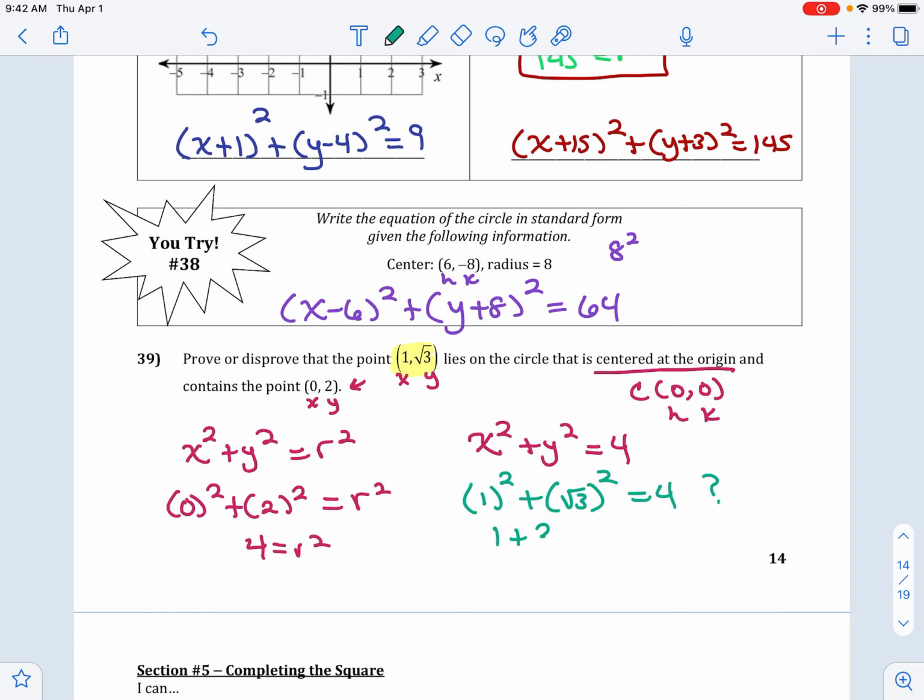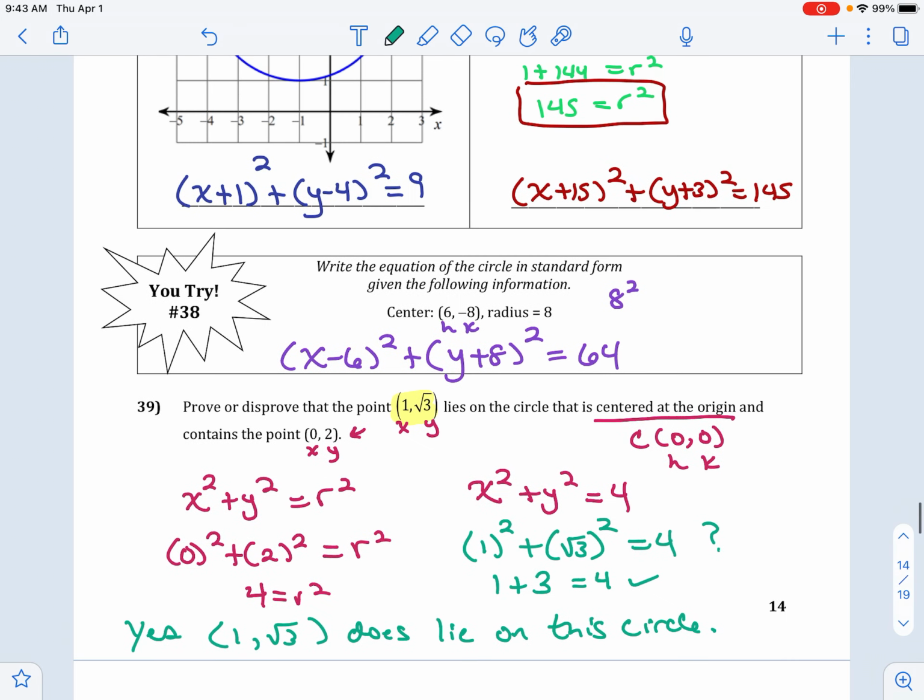So 1 squared is 1, and square root of 3 squared is 3, because the square and the square root will cancel each other out. That does equal 4, so we got a good. So yes, the ordered pair 1, square root of 3 does lie on this circle. Okay, so that's just a little bit of a challenge problem, a little different.